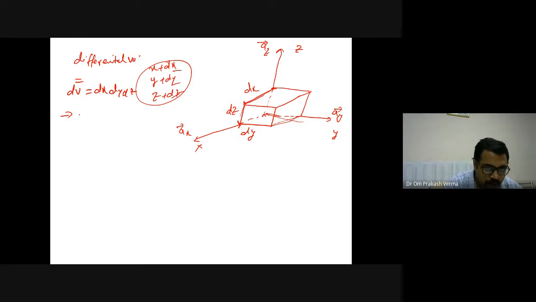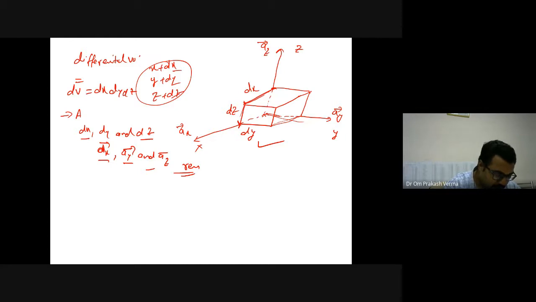You can write here: a differential volume element is generated by making the differential changes dx, dy, and dz along the unit vectors in the direction of what? ax vector, ay vector, and az vector. I am repeating once again. This volume element is generated by making the differential changes dx in x plus dx, and dy and dz in the direction of ax, ay, az respectively, right? So this is the case for this one.